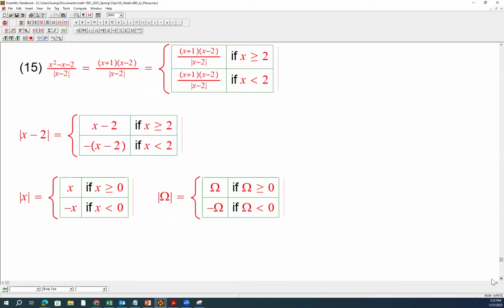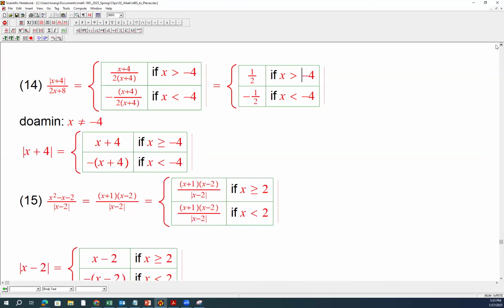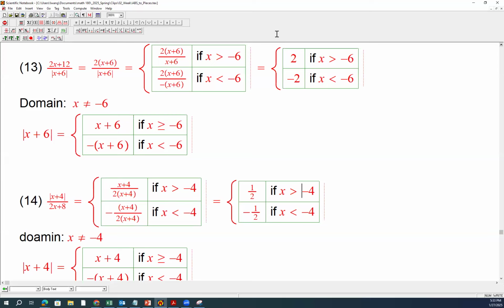The same thing applies to number 15. I apologize for that. Let me just show you one more time. This is number 13. Domain is x not equal to negative 6. I was trying to rush things through, so I forgot about the domain. Sorry about that. But now we caught it.